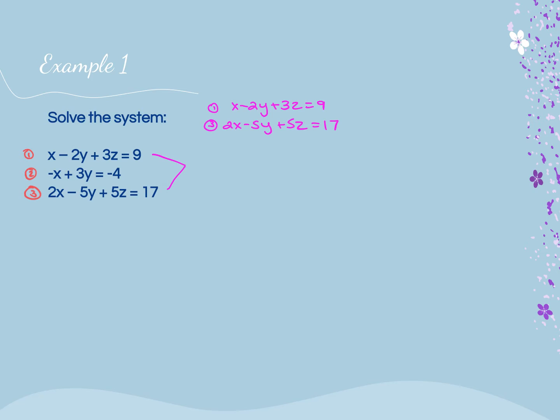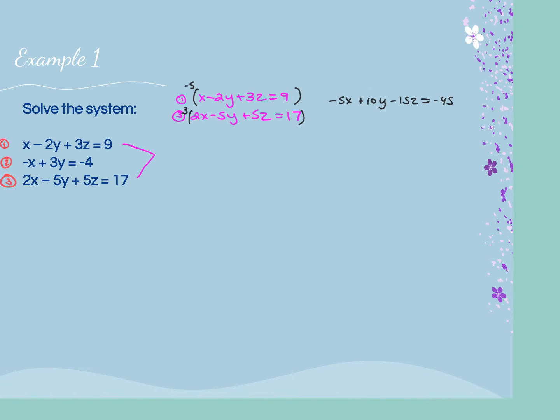Now I want to cancel out the z, so I'm going to multiply the top row by a negative 5 and the bottom row by a positive 3. And I get negative 5x plus 10y minus 15z equals negative 45. And I get 6x minus 15y plus 15z equals 51. Now I'm going to add these 2 equations just like we do with elimination, and I get x minus 5y, this cancels, equals a positive 6. This is my new 1.